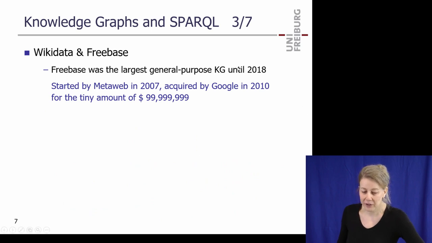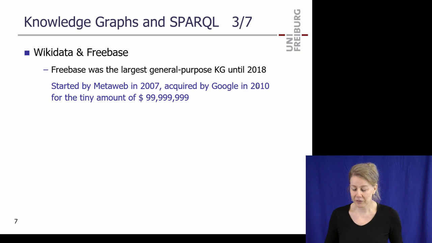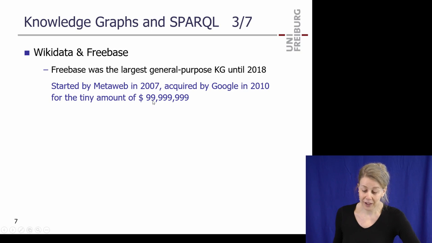Until 2018, the biggest one was Freebase. Nice word play: Freebase contains base like database, free because it was free, and freebase is also a drug, some form of crack cocaine. So nice, typical computer scientist joke. This company was started by MetaWeb, nobody knows this company, I think, bought by Google already back in 2010 in a very smart move. What they started is now a major part of Google's infrastructure and data, and it was acquired for, I mean, it's nothing for Google, 99 million.